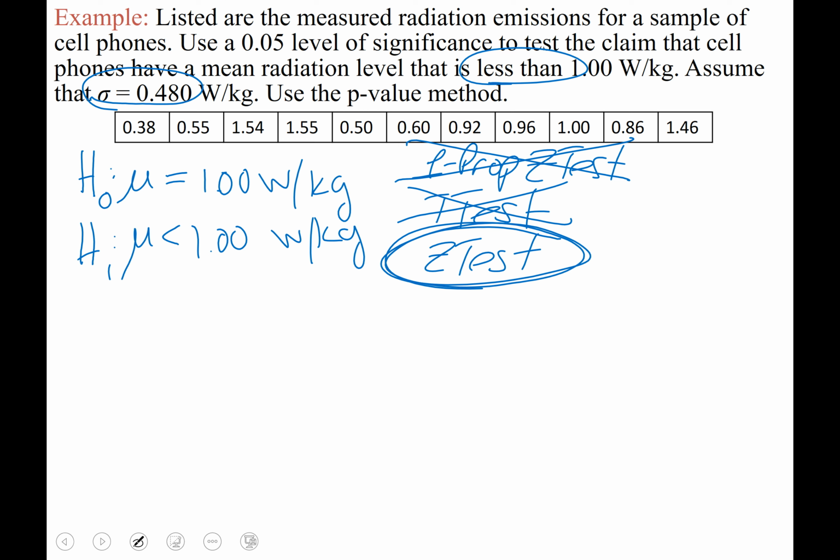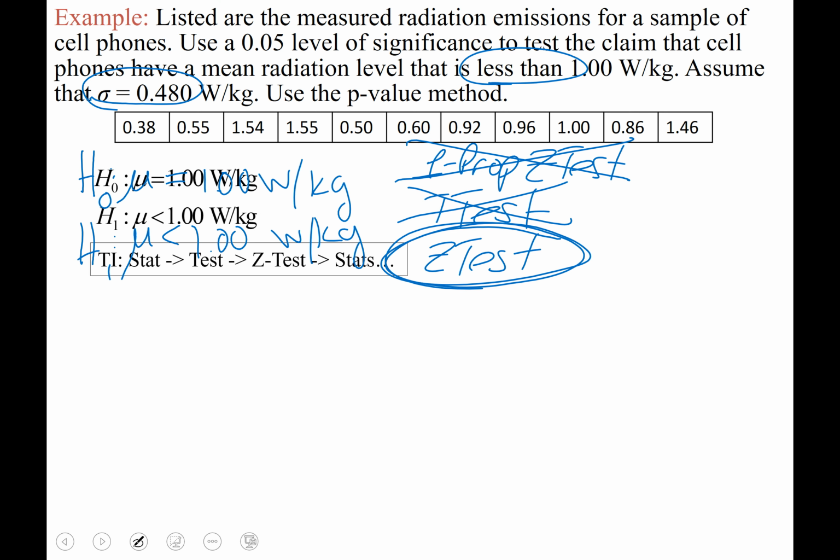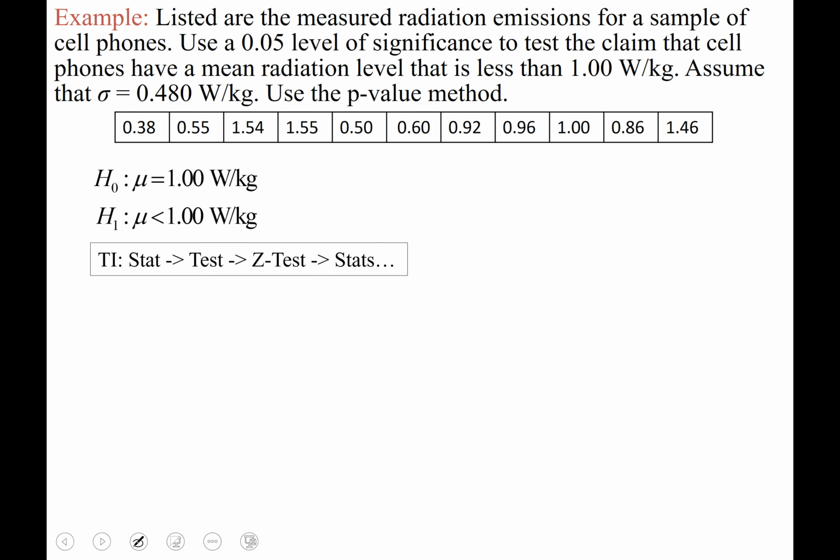Okay, so let's run the z-test. Let me erase the writing I added. There we go. Okay, so let's do this together. Pick your calculator up, turn it on, clear your screen, hit Stat, scroll over to Test, scroll down to the z-test, which is actually the first one.